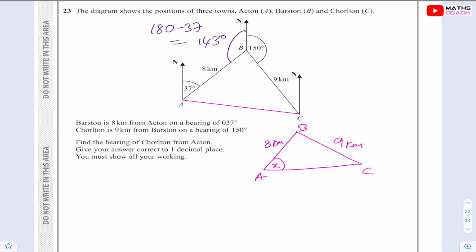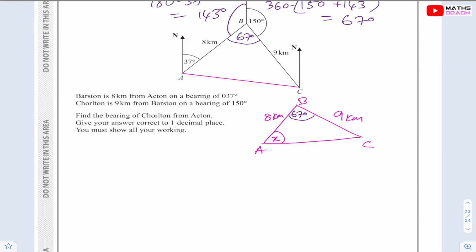143 degrees. Well, if that's 143 degrees, I can also know what this angle right here is, because angles on a point add up to 360. So I can do 150 plus 143, and I can take that away from 360, giving me 67 degrees. So this angle right here is 67. I can go back into my diagram and add this right there. Now that I have the angle B, I can find the side A to C by using the cosine rule.